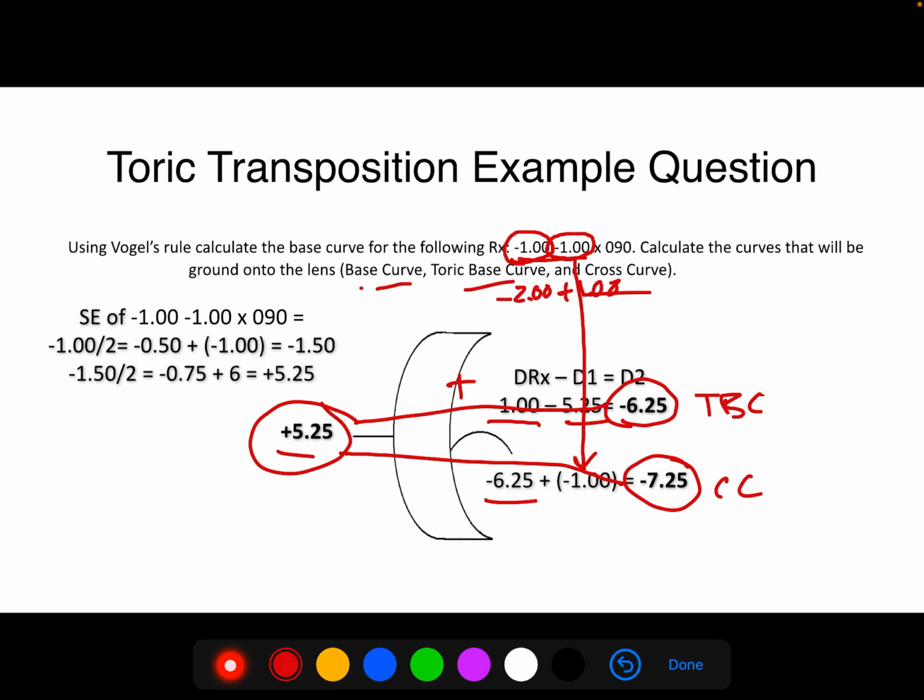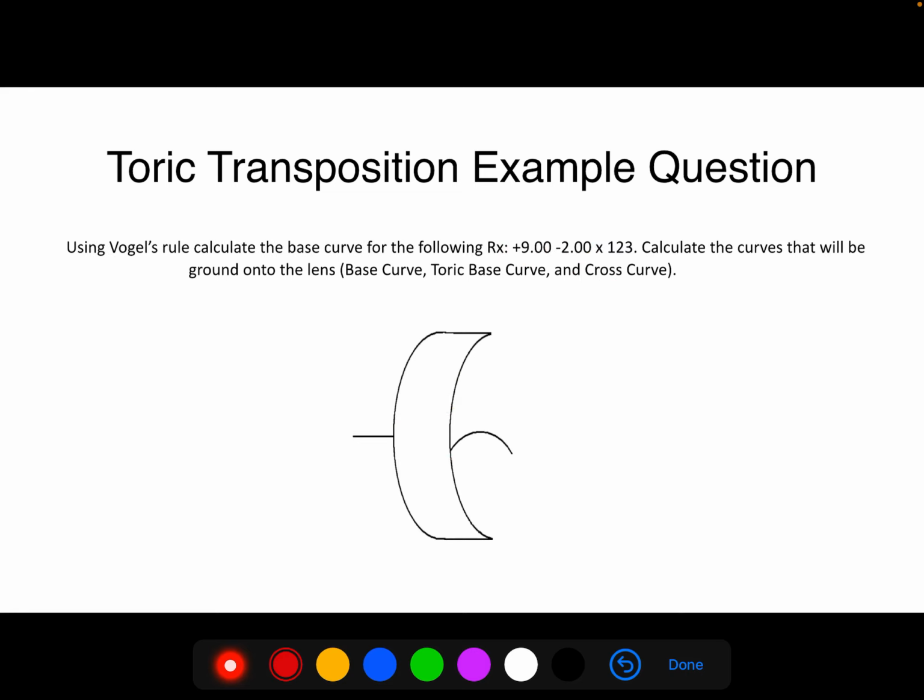So if we add minus 7 1/4 and plus 5 1/4, we're going to get a minus 2. So one way to check yourself is just to add across and verify that you're coming up with the same values in the original prescription.